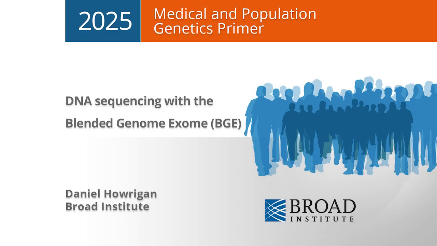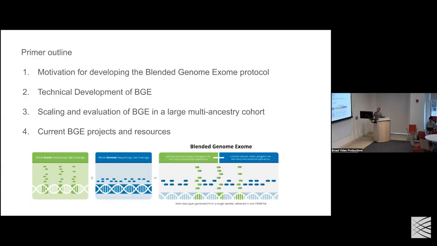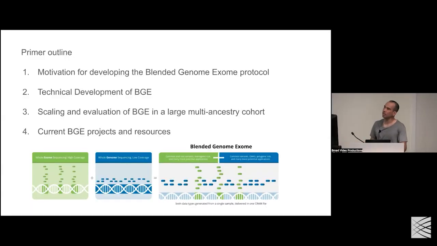So basically, I'm going to be talking about the motivation for developing this blended genome exome protocol, or what I'll call BGE from now on, and talk through a couple of manuscripts that delve into the technical development of BGE, and then how we scaled and evaluated it in our first large multi-ancestry cohort, and then finally talk a little bit about some of the projects and resources that we've been looking at.